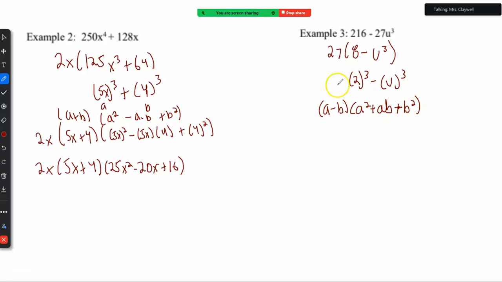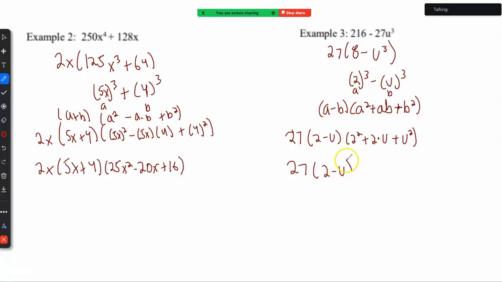If you don't need to rewrite it, that's fine. But I have my 27 in front. Here's my a, and here's my b. So 2 minus u, 2 squared plus 2 times u plus u squared. So if you want to rewrite that, that's what this would become.